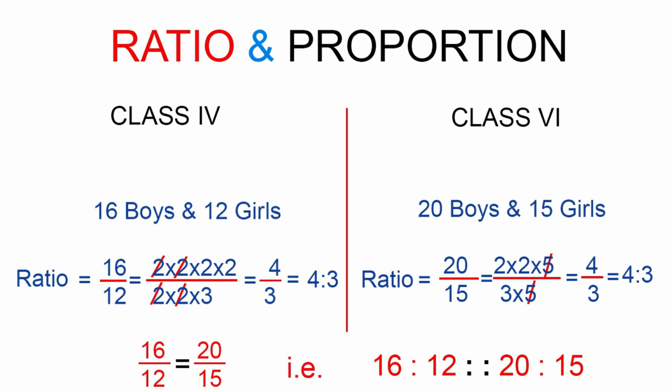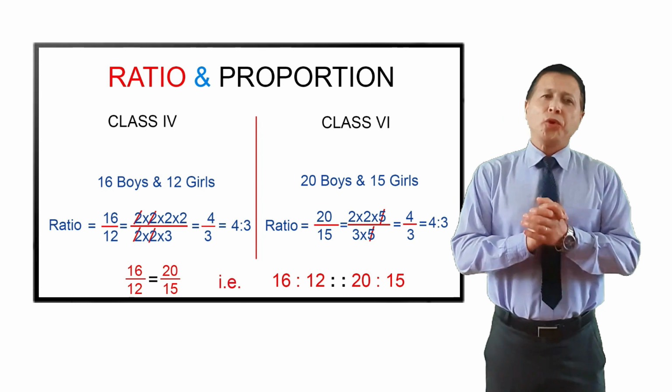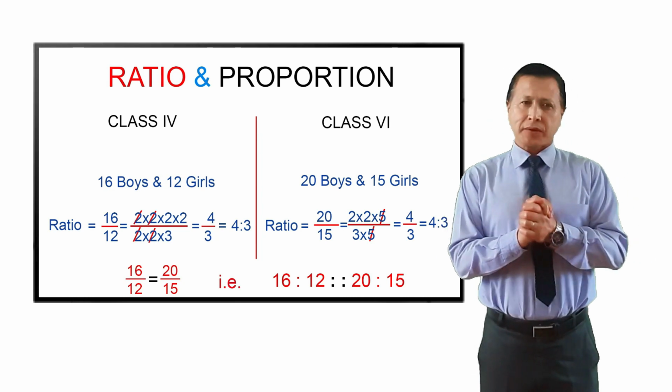The above illustration shows that the number of boys and girls from class 4 and 6 are in proportion. You can also see in the slide 16 upon 12 equals 20 upon 15, which is read as 16:12 proportion to 20:15. You can see proportion is represented by double colon. Let me repeat. When the ratios of numbers or quantities are equal, they are proportionate or they are in proportion. I hope by now you have understood the idea of proportion.